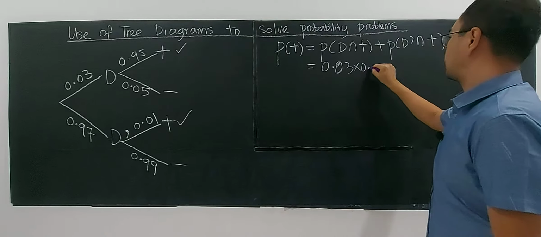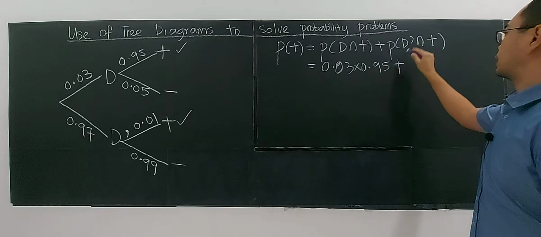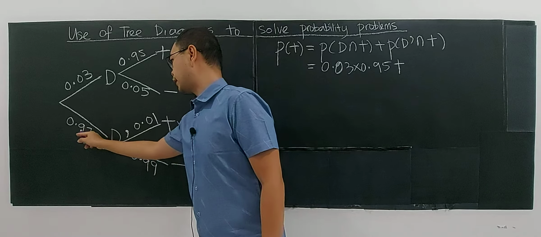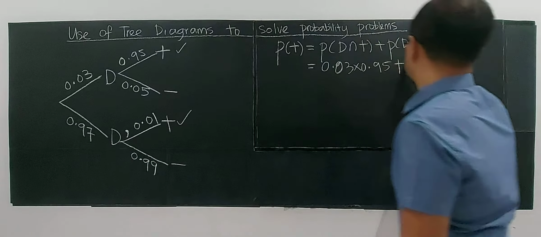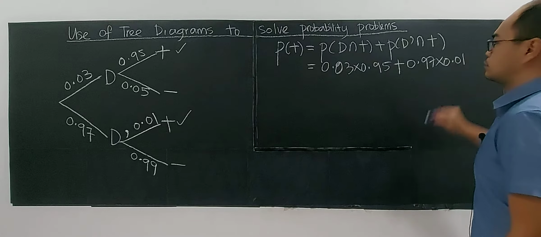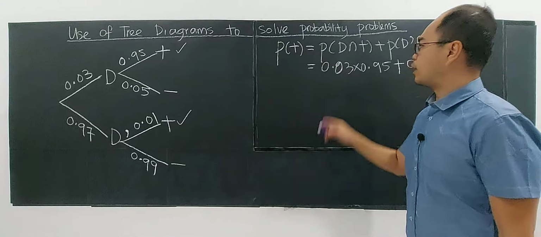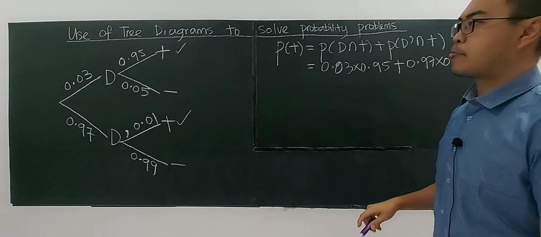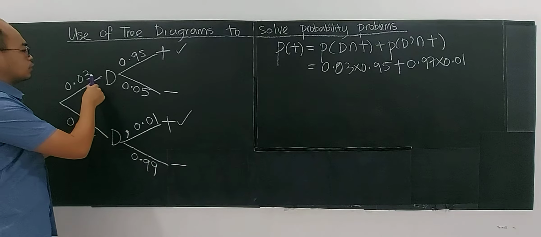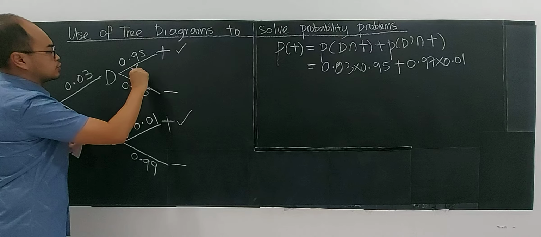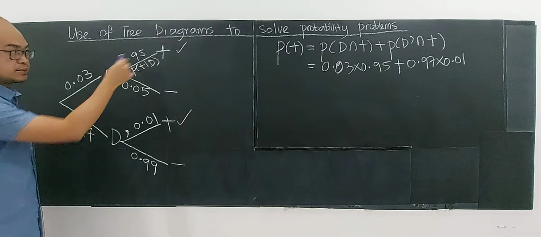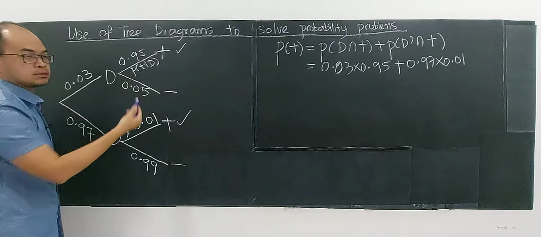0.03 multiplied by 0.95, plus the people who do not have the disease but test positive, 0.97 multiplied by 0.01, right? Some students were asking, sir, why do you multiply? Because this is positive given that the person has the disease. You know that person has the disease, and you test and get positive, right?